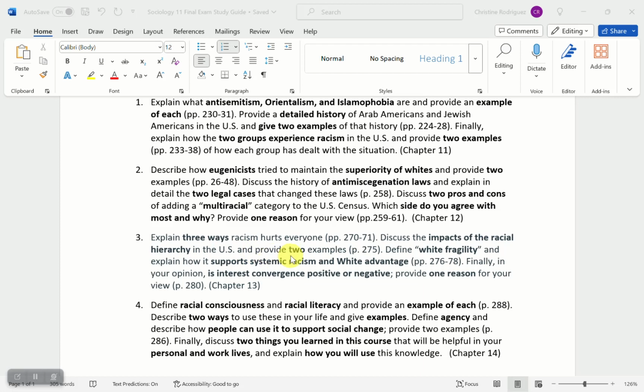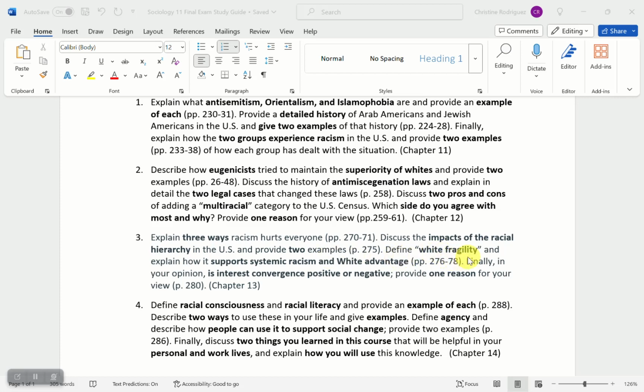Discuss the impacts of the racial hierarchy in the U.S. and provide two examples. Okay, so once again, you're discussing the impacts, and discussing means more than just making a statement. It means providing details and then giving examples of that.